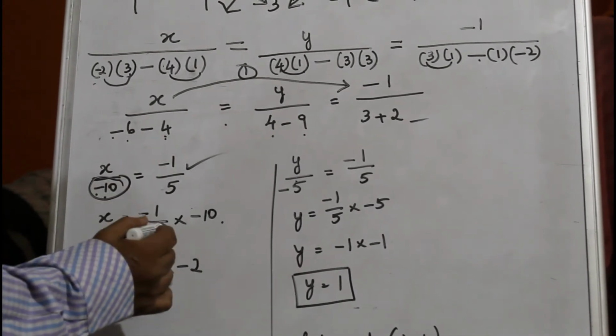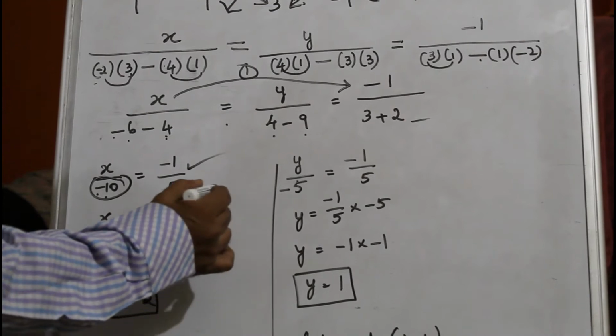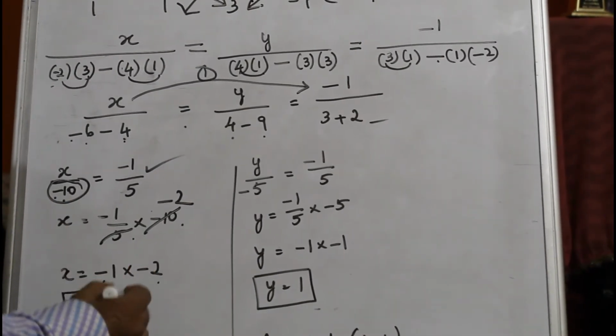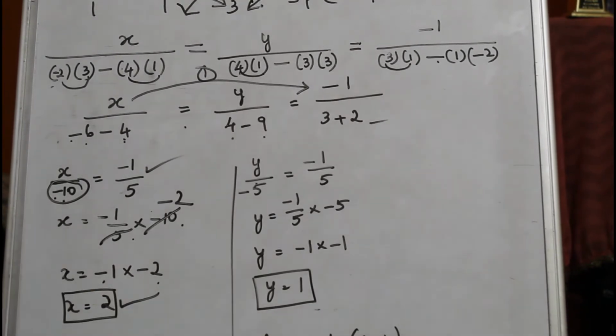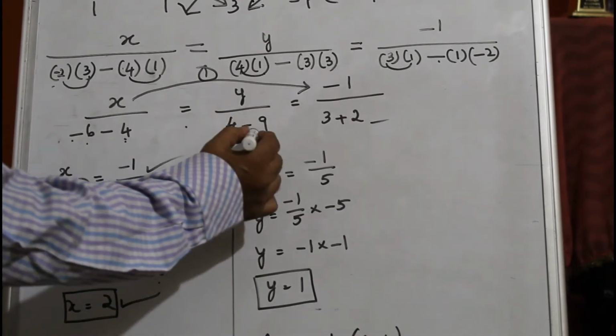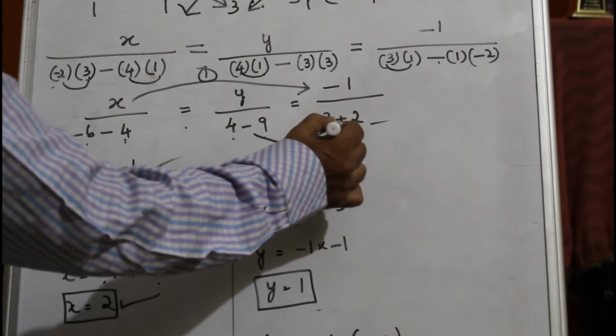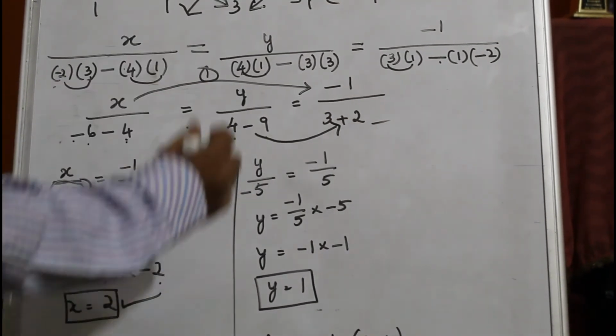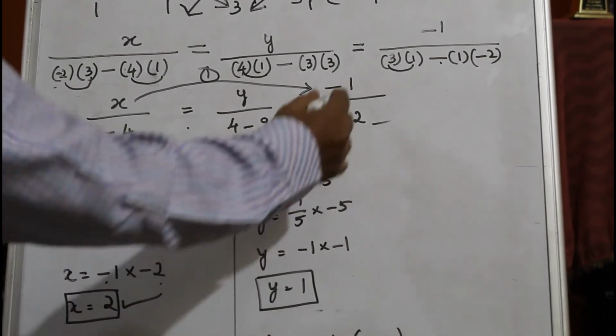It will go and multiply, it will go exactly minus 2 times. So x is equal to minus 1 into minus 2, you get the value of x. Next for y, put this is equal to this. That's why you split the page into 2. y by minus 5 equal to minus 1 by 5.